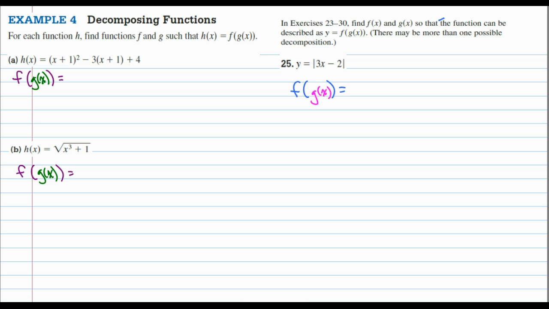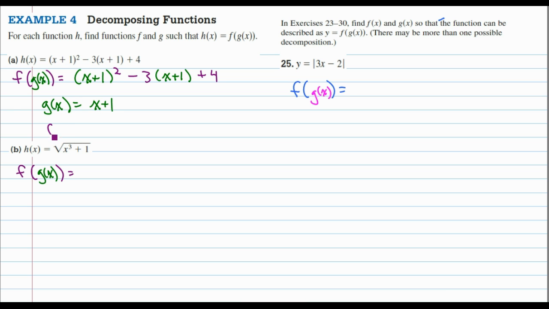It looks like the inside function here is x plus 1. And then I see another x plus 1 over there, which means the outside function would be everything else. Squared minus 3 and then plus 4. So I can clearly identify that my g of x function is x plus 1.